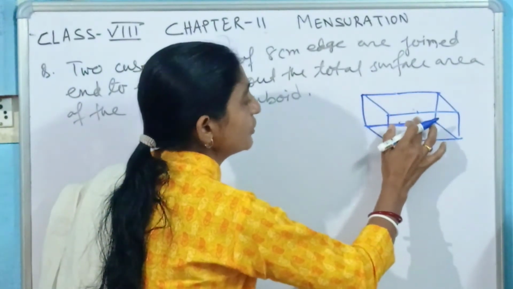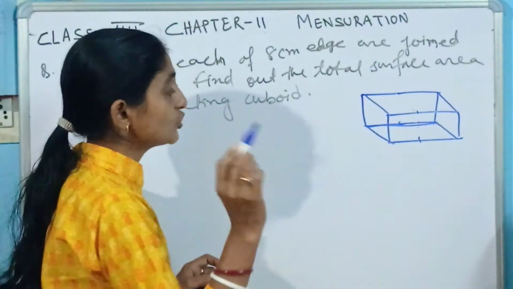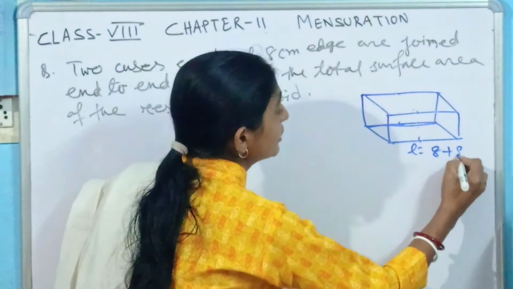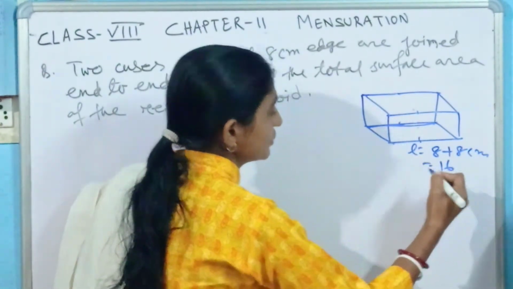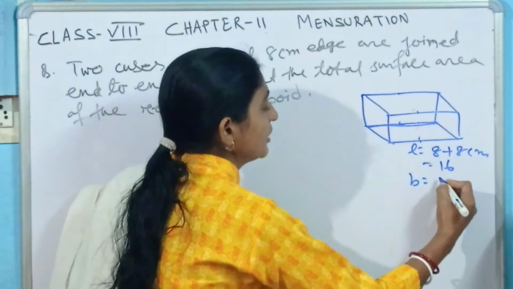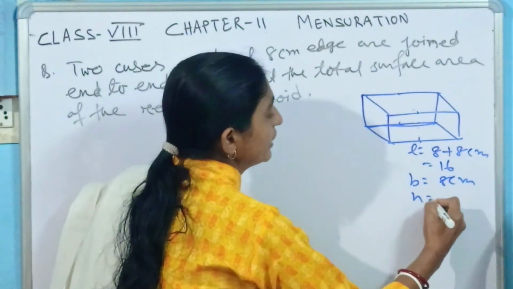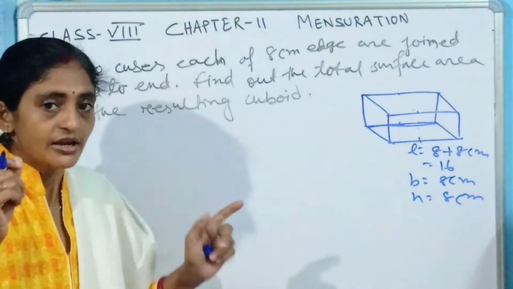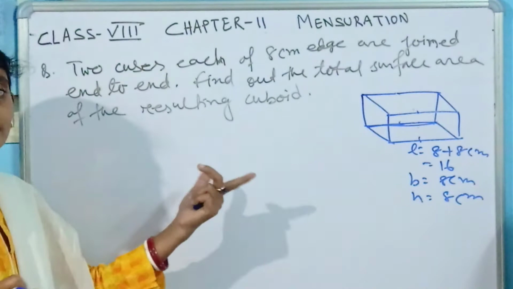When it was 2 cubes, it was like that. Now it has become like that. So what changes have been made? That length L changed and it became 8 plus 8 centimeter, that means 16 centimeter. And here the breadth remains 8 centimeter, and the height also remains the same, equal to 8 centimeter.